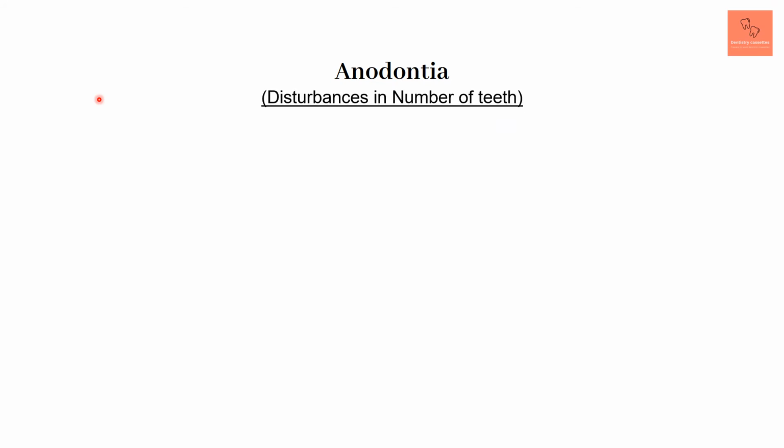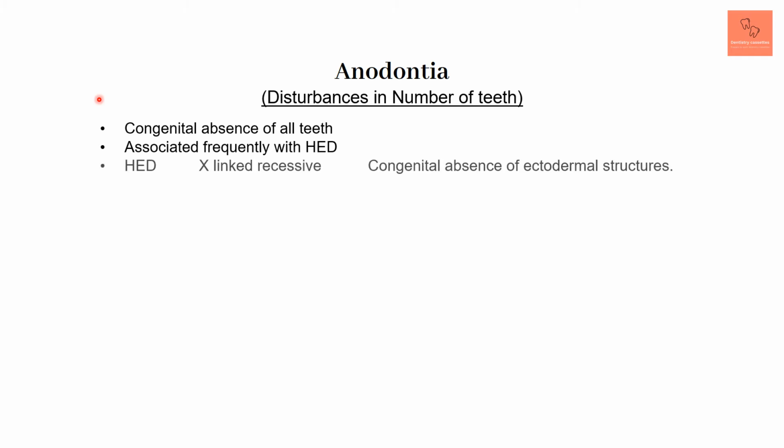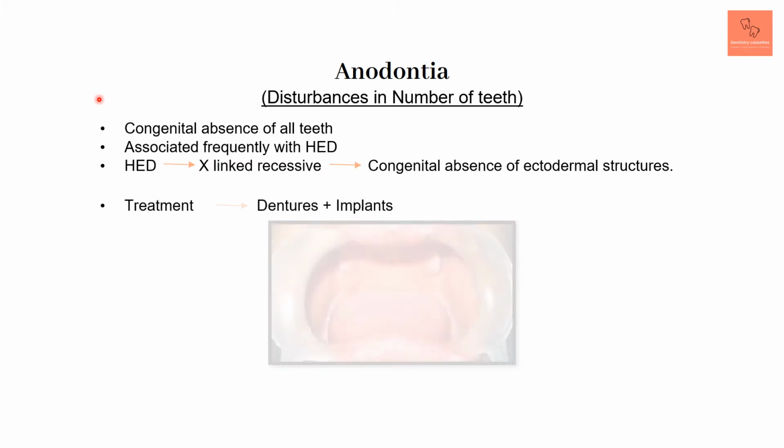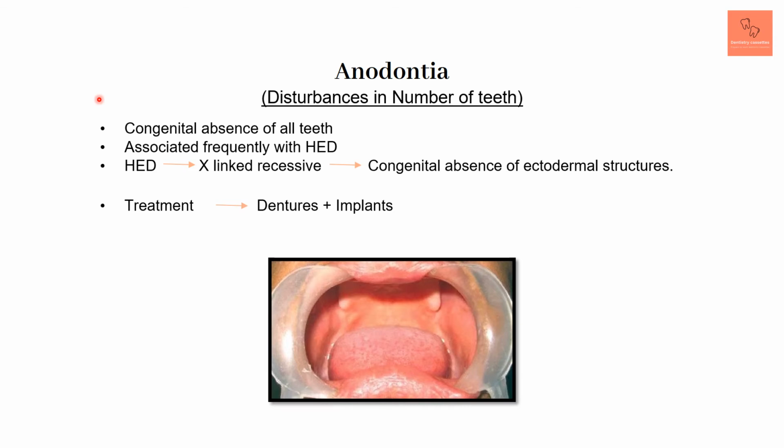Anodontia. Anodontia is a congenital disorder in which there is an absence of all teeth. In most cases, some teeth may be present, but they are defective and often conical in shape. Anodontia is mostly associated with hypohidrotic epidermal dysplasia, which is an X-linked recessive disorder in which there is an absence of ectodermal structures of the body. Here, treatment is limited and may include dentures and implants.